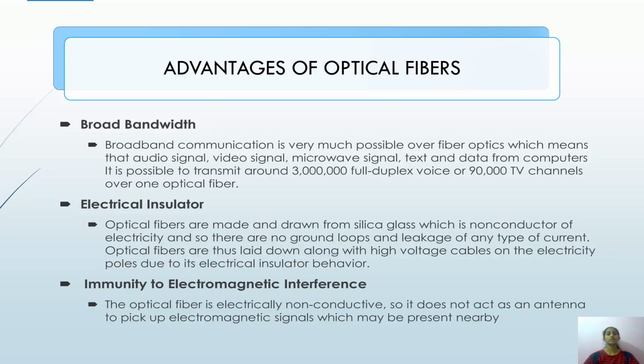Next is electrical insulator. Optical fibers are made and drawn from silica glass, which is a non-conductor of electricity, and so there are no ground loops and leakage of any type of current. Optical fibers are thus laid down along with the high voltage cables on the electricity poles due to their electrical insulator behavior. So next goes to immunity to electromagnetic interference. The optical fiber is electrically non-conductive, so it does not pick up electromagnetic signals which may be present nearby.